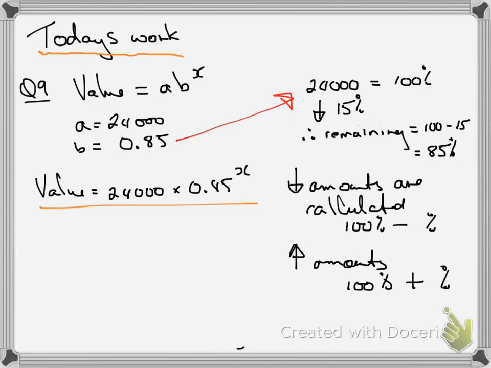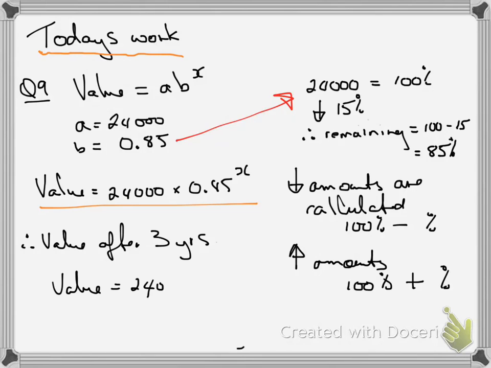So, therefore, the value after 3 years will become value equals 24,000 times 0.85 to the power of 3. Now, solving all this on your calculator, you'll get $14,739. And there's how you would go ahead and solve the first part.